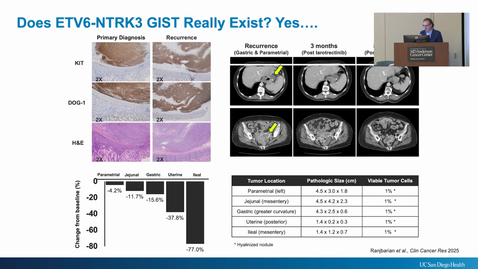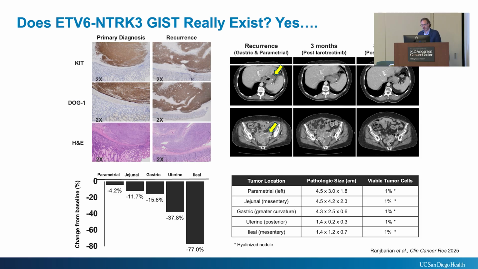This paper actually just came out this week in Clinical Cancer Research from our group, trying to put this answer to rest. This was a patient that we had treated in San Diego. She was treated across town, had several operations, several rounds of treatment with imatinib, and kept recurring. She came over to see us, had a clear diagnosis of GIST with KIT staining, DOG1 staining. But it turned out when we did her mutational testing, she did not have a KIT mutation. She had an NTRK fusion.